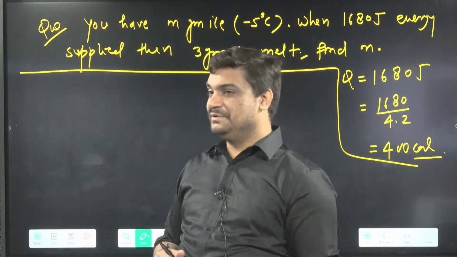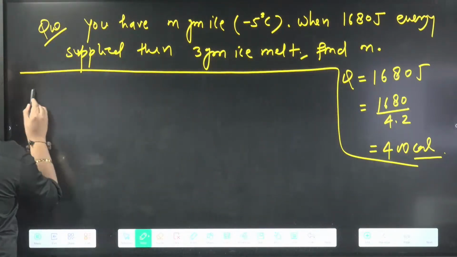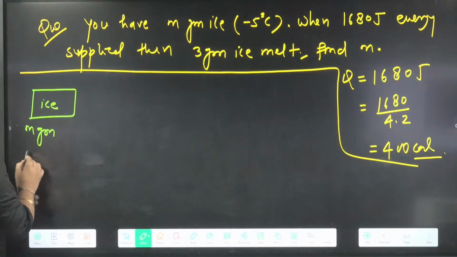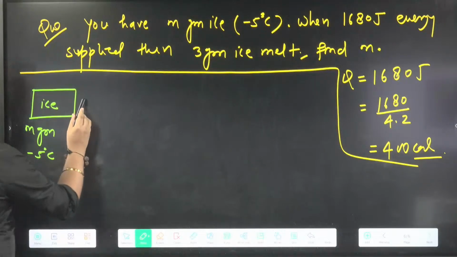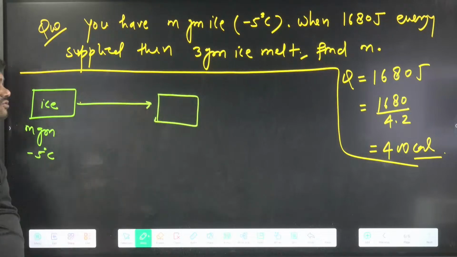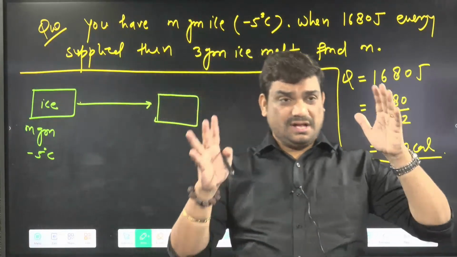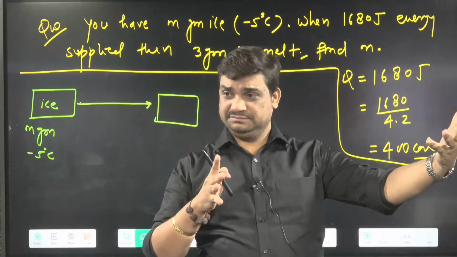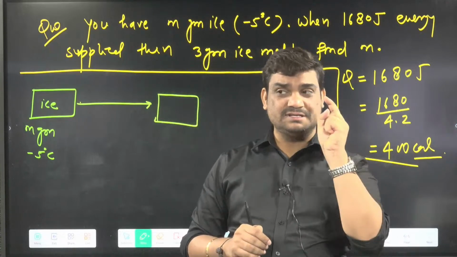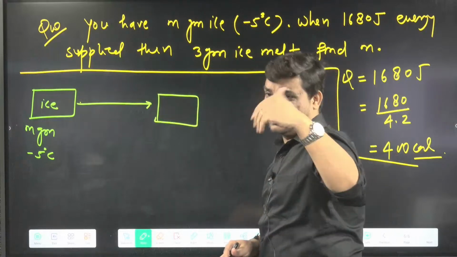Okay, listen, we will do this one. We have here m gram ice, at minus 5 degrees Celsius. You know the ice will be ready to melt, but first you have to bring this whole block to 0 degrees Celsius. Then only the ice is going to melt. Otherwise, ice will not melt. After that, you can melt as much as you want: 1 gram, 2 gram, 3 gram.